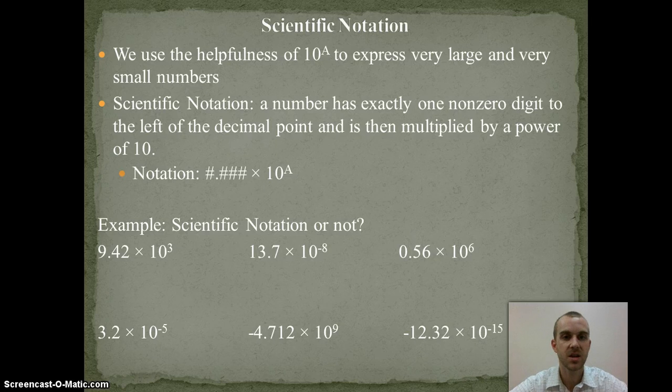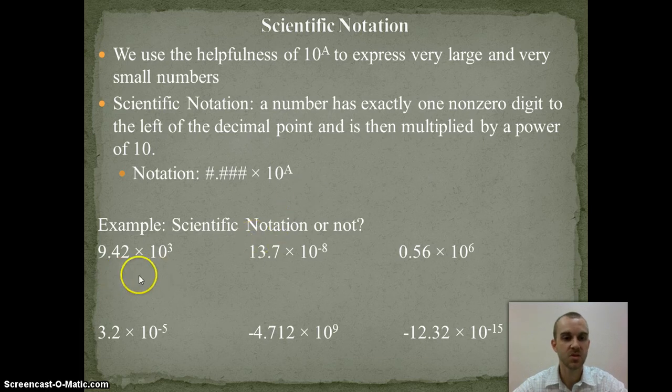Now scientific notation, this is where that 10 raised to a power is very helpful, because we can express large and small numbers in a way that's more meaningful. And with the scientific notation, we have exactly one digit that's non-zero to the left of the decimal place, and then that value is multiplied by 10 raised to a power.